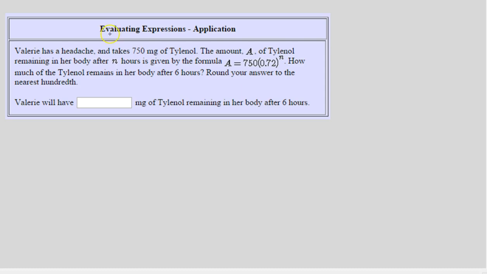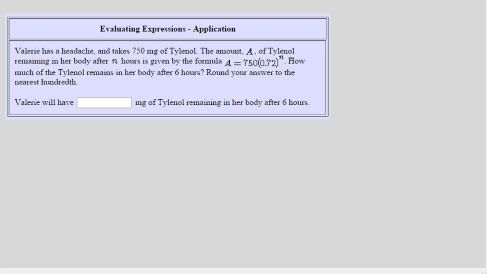In this example, we need to evaluate an expression, but we're given an application problem. By application problem, we mean basically a word problem, and we have a little bit more work to do because we need to interpret these words to determine what we need to evaluate. So we're going to start by reading the question. After we read the question, we're going to figure out what the goal of the problem is, and then we're going to see what information we're given to help us find that goal.